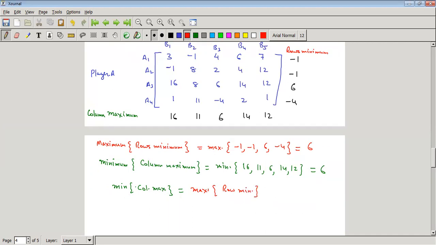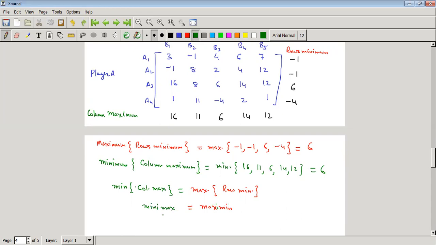So we can write this. This is maximin, and this is minimax. Minimax means minimum of maximum, right? We first find the column maximum, and then find the minimum of that maximum, so we call this minimax. Maximin means we find the minimum of row, and then find the maximum of that minimum, so first we find minimum and then we find maximum, so we call this maximin.